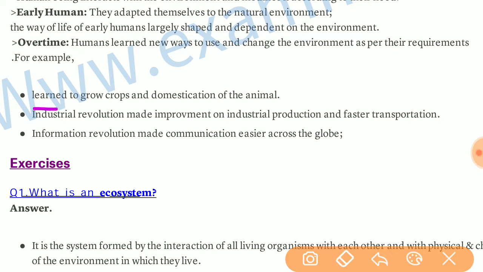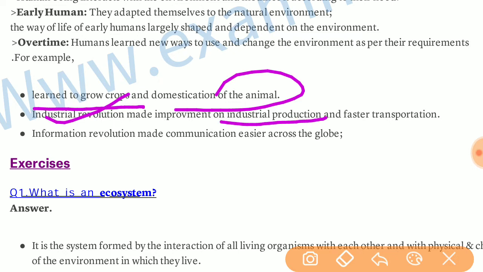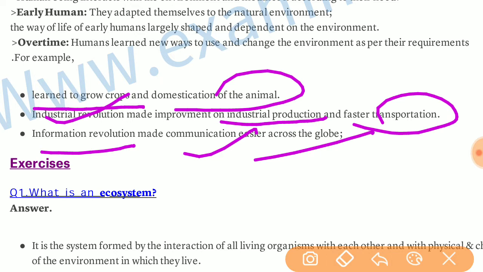For example, learning to grow crops and domestication of animals. Industrial revolution made improvement in industrial production and faster transportation. Information revolution made communication easier across the globe.